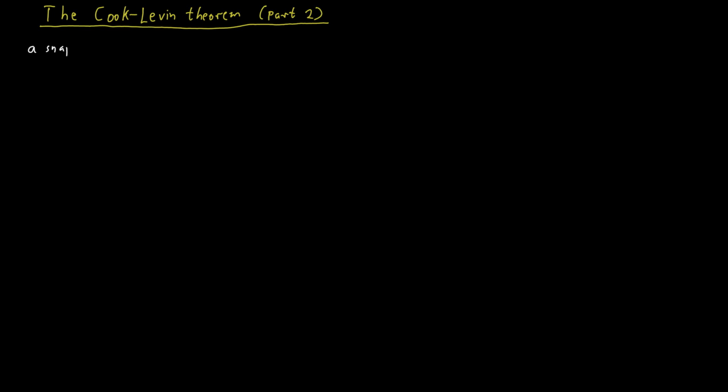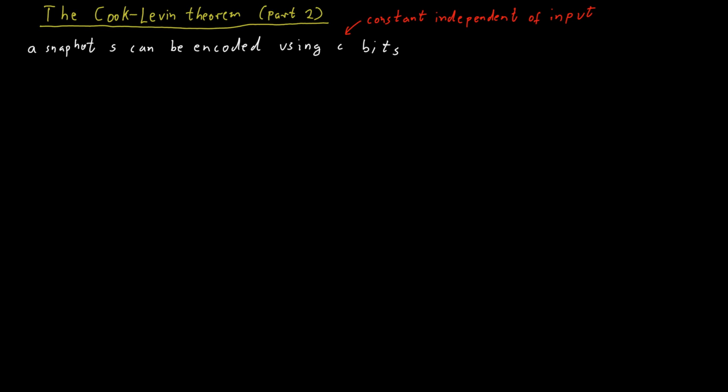The next thing we observe is that a snapshot can be encoded using a constant number of bits. Say a snapshot can be encoded using c bits. So why is this true? Because the snapshot only contains the internal state of the Turing machine, and the number of internal states is a fixed constant. And the snapshot contains a symbol from the tape alphabet, but the size of the tape alphabet is also a fixed constant. And therefore, the number of possible different snapshots we can have is also just a fixed constant. And therefore, we can encode the snapshot using a constant number of bits.